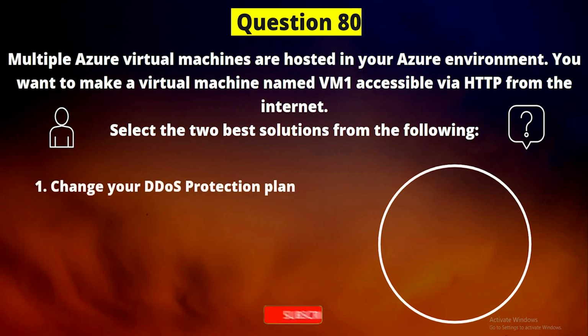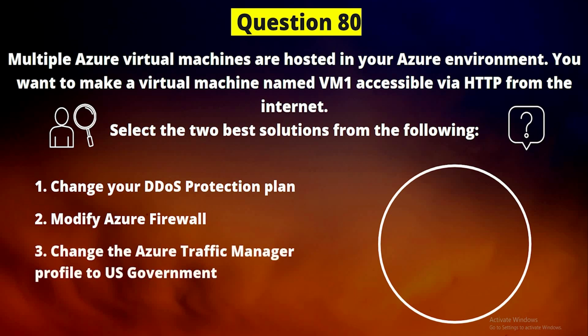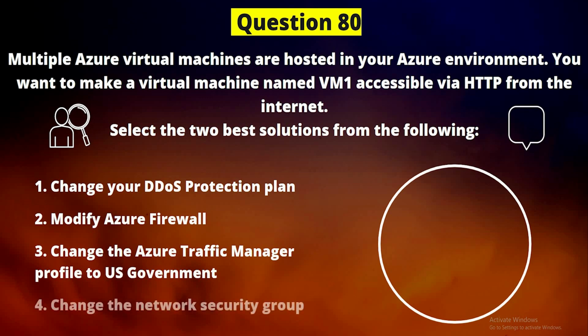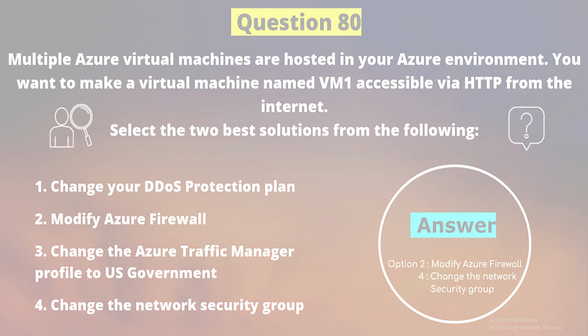Option 1. Change your DDoS protection plan. Option 2. Modify Azure Firewall. Option 3. Change the Azure Traffic Manager profile to US Government. Option 4. Change the network security group. And the correct answers are Option 2. Modify Azure Firewall. And Option 4. Change the network security group.